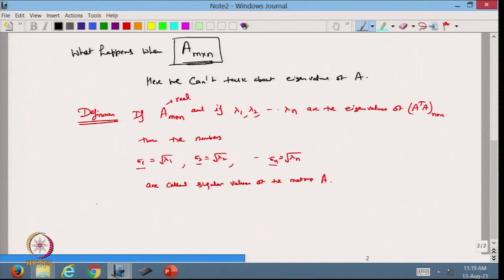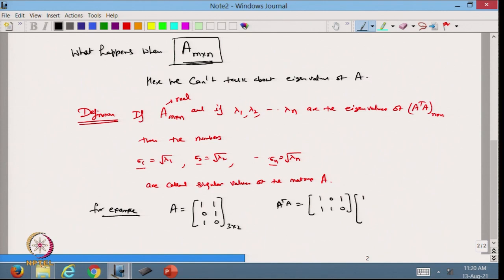So sigma 1, sigma 2, up to sigma n are called the singular values of the matrix A. Now, for example, suppose I take the matrix A as the rows 1, 1; 0, 1; 1, 0. This is a 3 cross 2 matrix. Then I take A transpose A, which is 1, 0, 1; 1, 1, 0 times A. If I multiply, I get 2, 1, 1, 2.